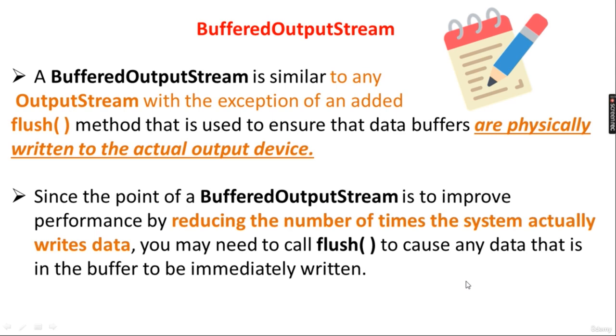BufferedOutputStream is similar to any OutputStream with the exception of an added flush method that is used to ensure that the data buffers are physically written to the actual output device. Okay, so similar to the OutputStream class we have seen, with an added flush method. Unlike the other output stream classes, flush is written physically, actually on the actual output device.